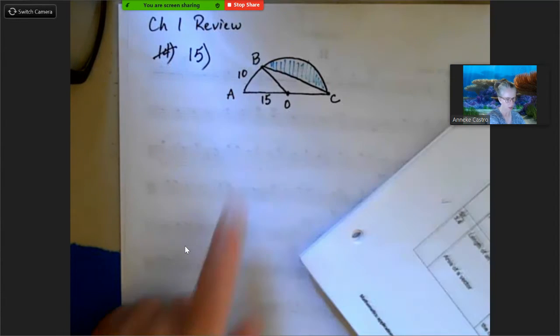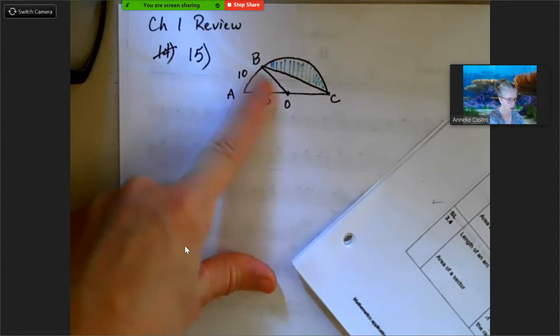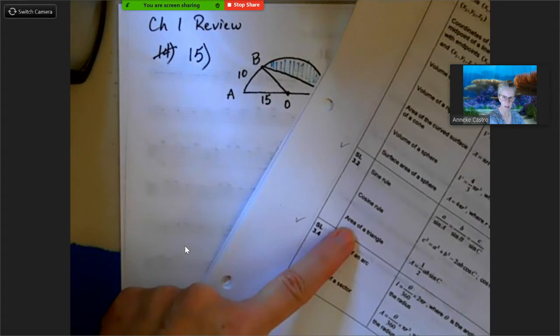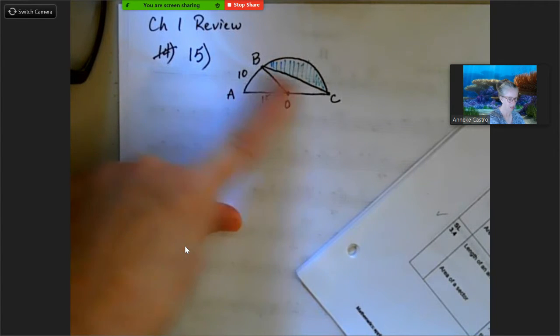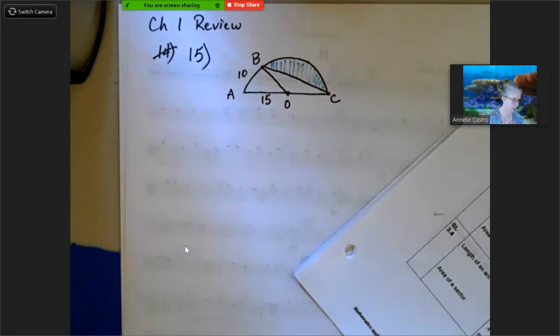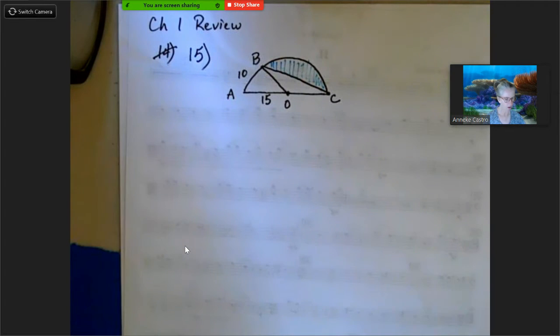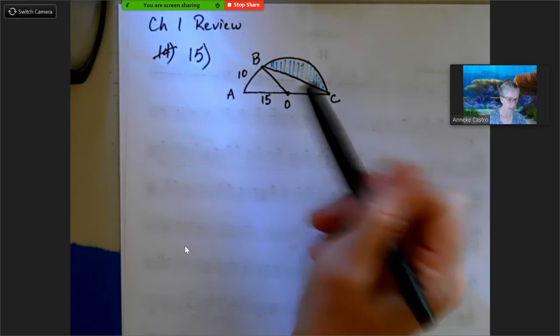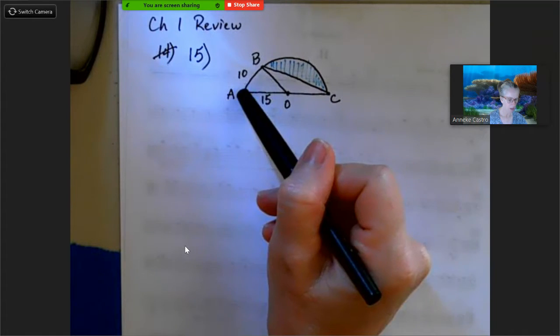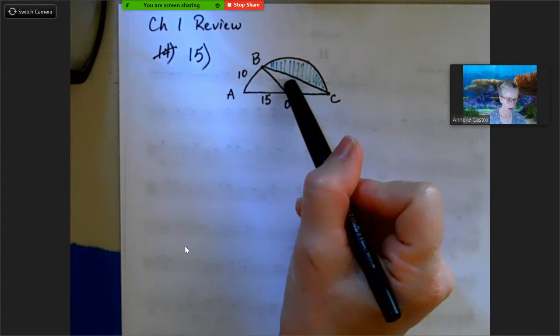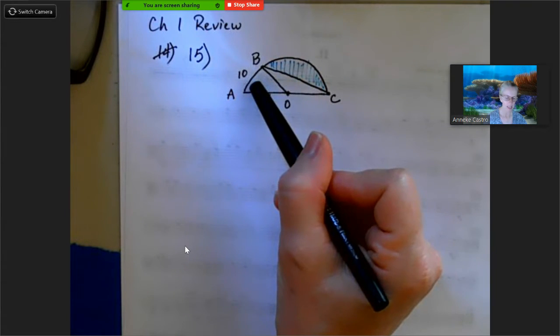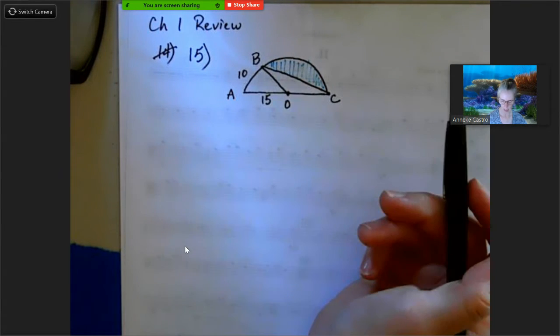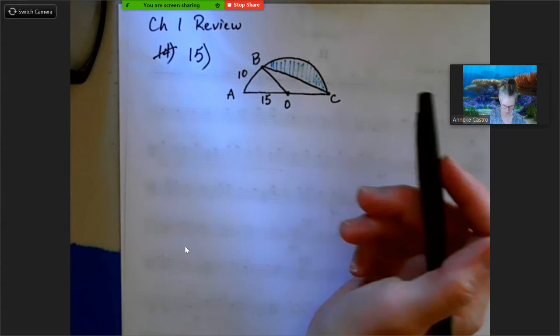So from the things we have here, we can find the area of a sector. That's this little piece right here. We can find the area of a triangle, and that's this little piece right here. So, hey, we're looking pretty good. We can figure out also the area of a semicircle, and if we can get the area of the semicircle, we can then subtract the area of the triangle and the area of the sector to get the remaining area here that I highlighted in blue. Okay, so we can do this.